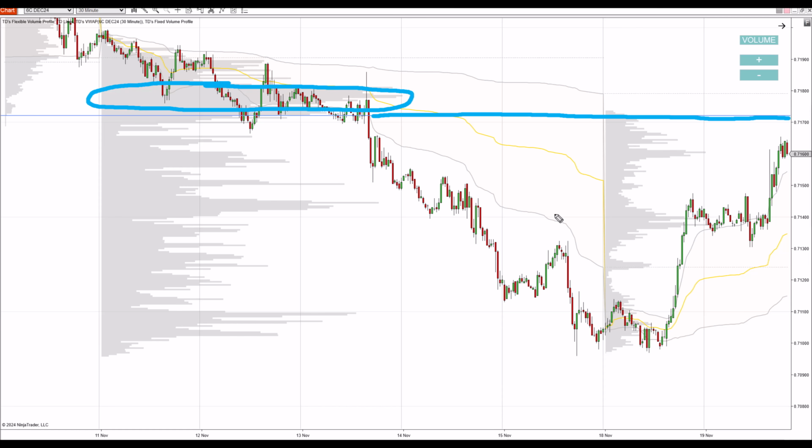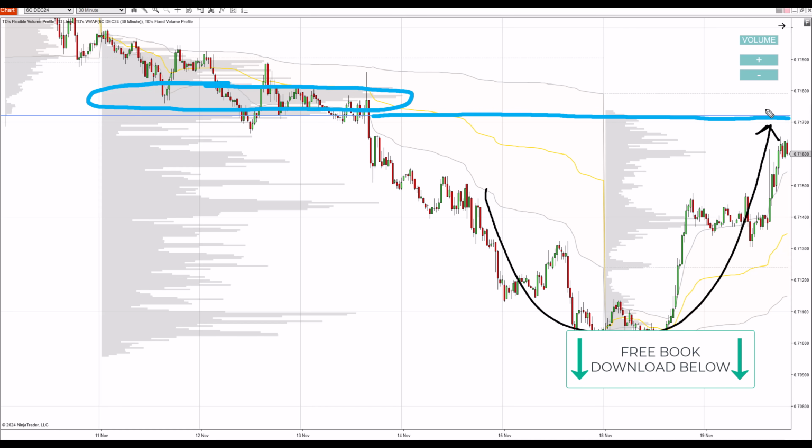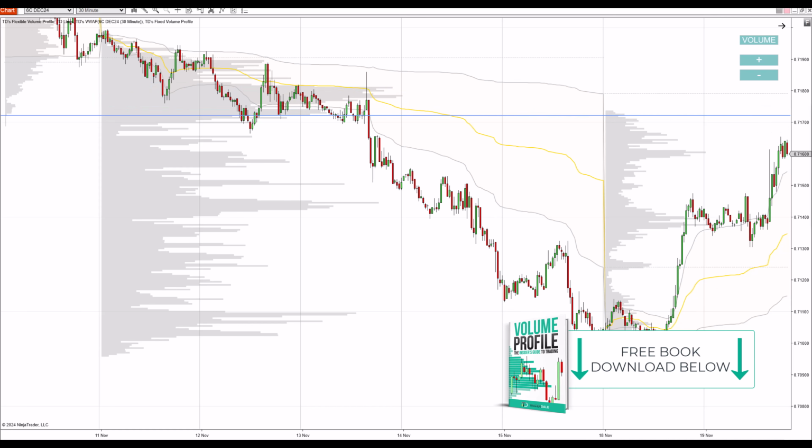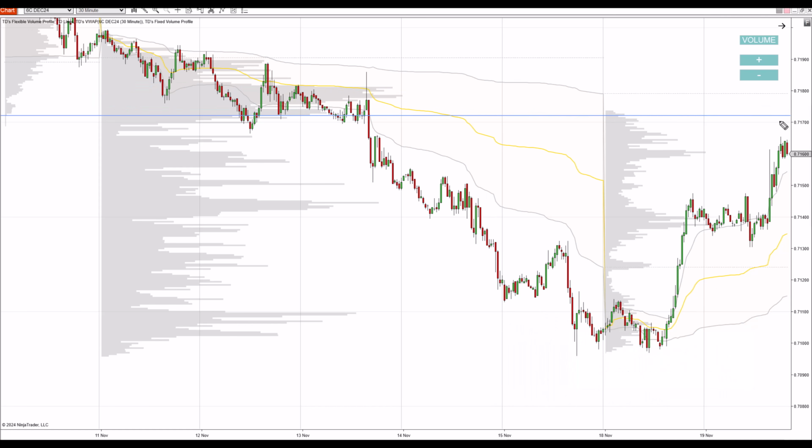And when you identify this, you want to look for a pullback. You need the price to go back to that point of control level. And at that point, when the price reaches there, you want to look at the cumulative delta. So let me do just that. Let me switch over to the cumulative delta chart and show you how it was developing when the price was in this area near the weekly point of control.